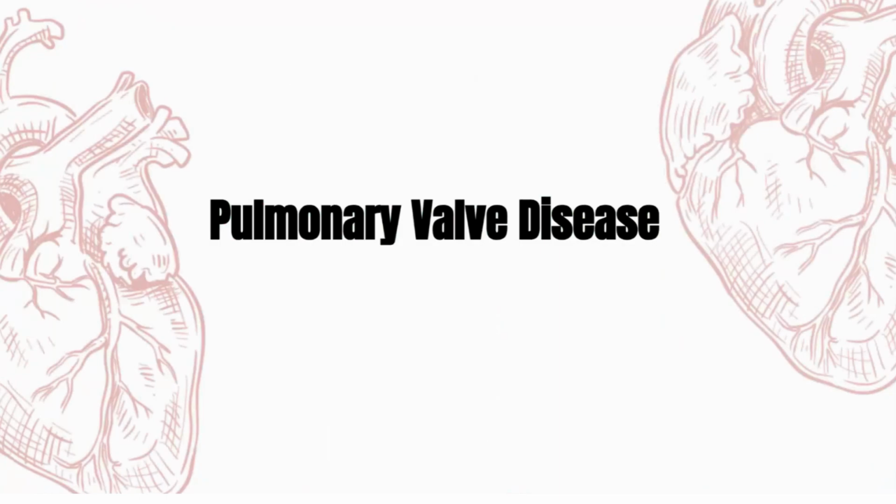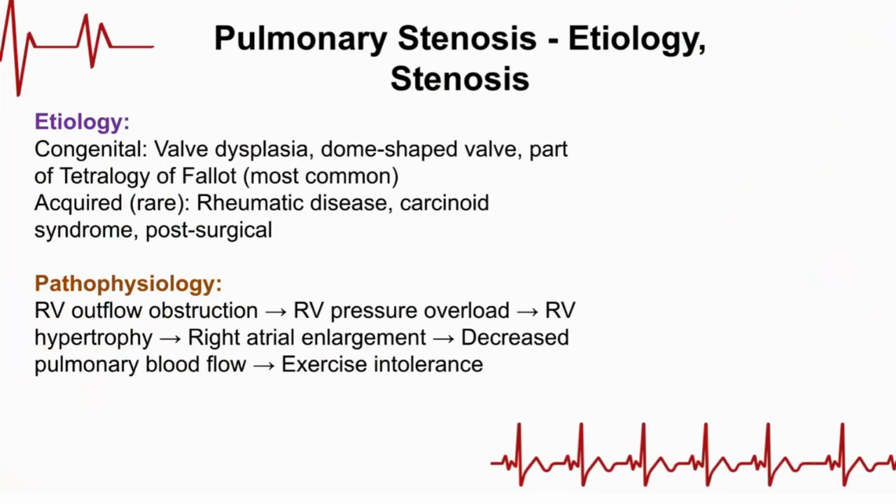Now, pulmonary valve diseases. The pulmonary valve is between the right ventricle and the pulmonary trunk. So this is moving deoxygenated blood from the right ventricle into the pulmonary circuit to then get oxygenated and be brought back into the left side of the heart to enter systemic circulation.